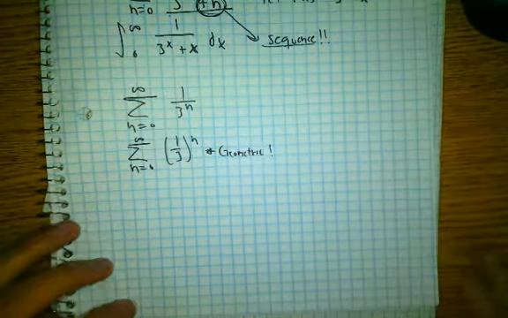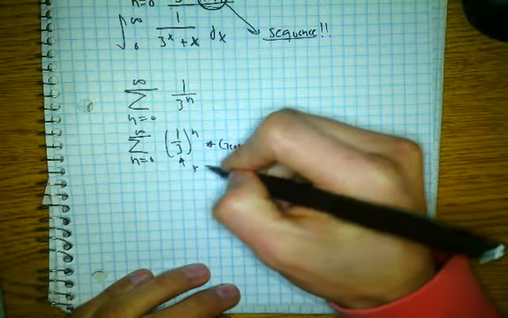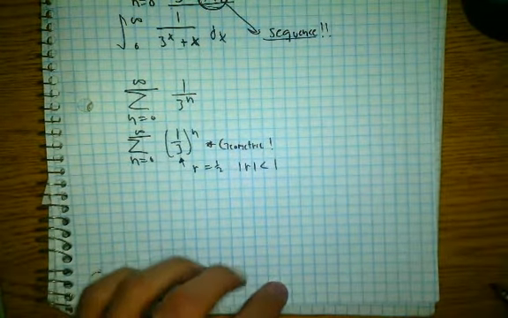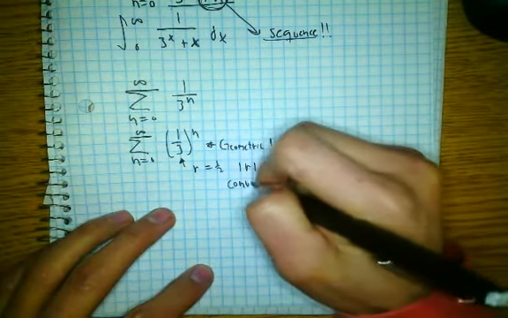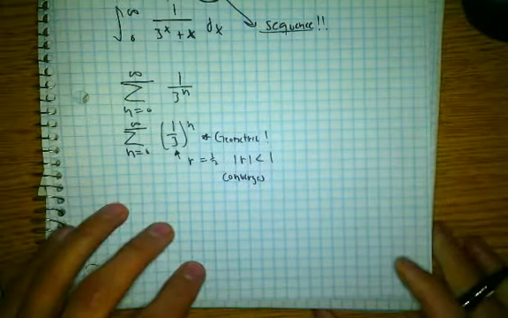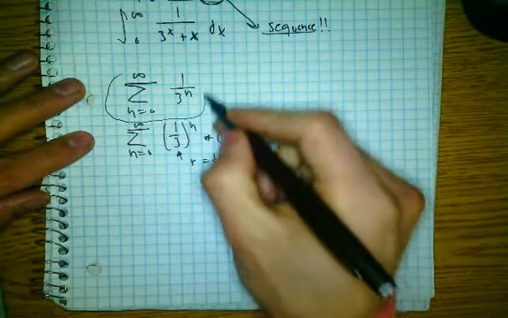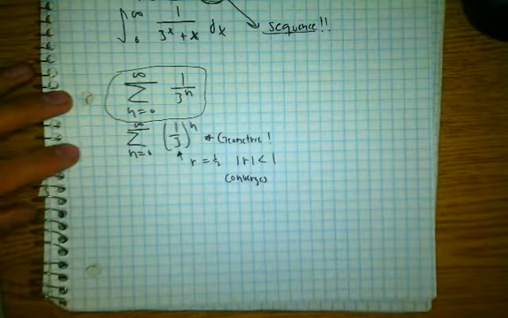And if I have a geometric series, if this value right here, which is r, if the absolute value of r is less than 1, then what do we know? It converges. So here's what I could say: for the moment I don't really care what it converges to. That series right there converges because it's geometric and the ratio is less than 1.